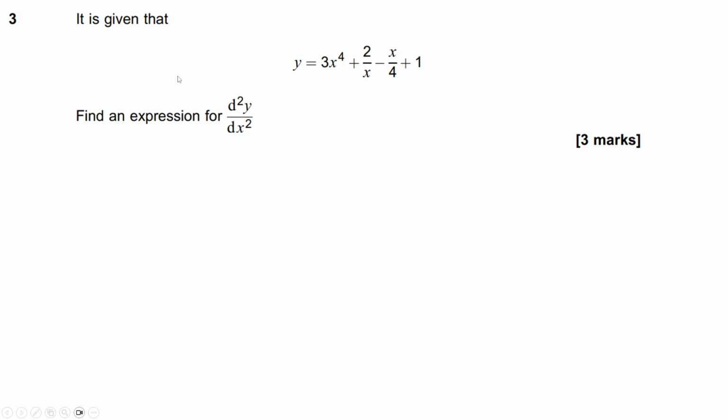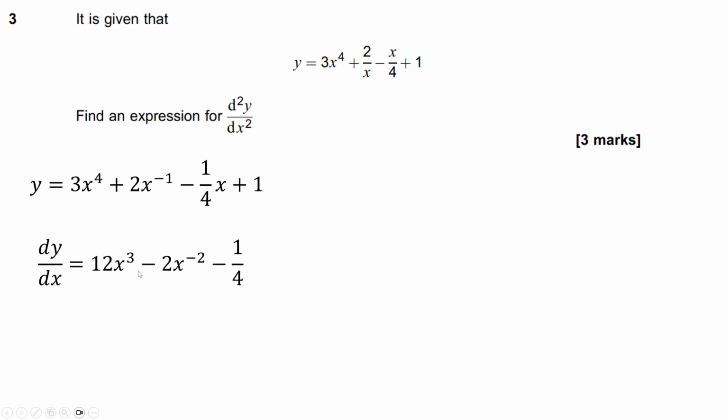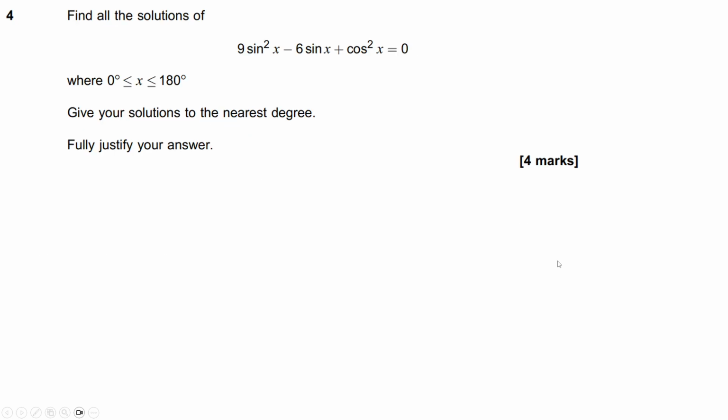Anyways, yeah. Question 3, find the second derivative. Just make this look a bit easier. This is 2x to the -1, and then this is -1/4x. Differentiate this. This is 12x cubed minus 2x to the power of -2. And then this is just -1/4. This is to the power of -2 because -1 take away -1 is just -2. You should know that. Same thing again. This is going to be 36x to the power of 2 plus 4x to the -3. -2 multiplied by -2 is positive 4x to the -2 minus 1. So that's -3. And that's your answer.